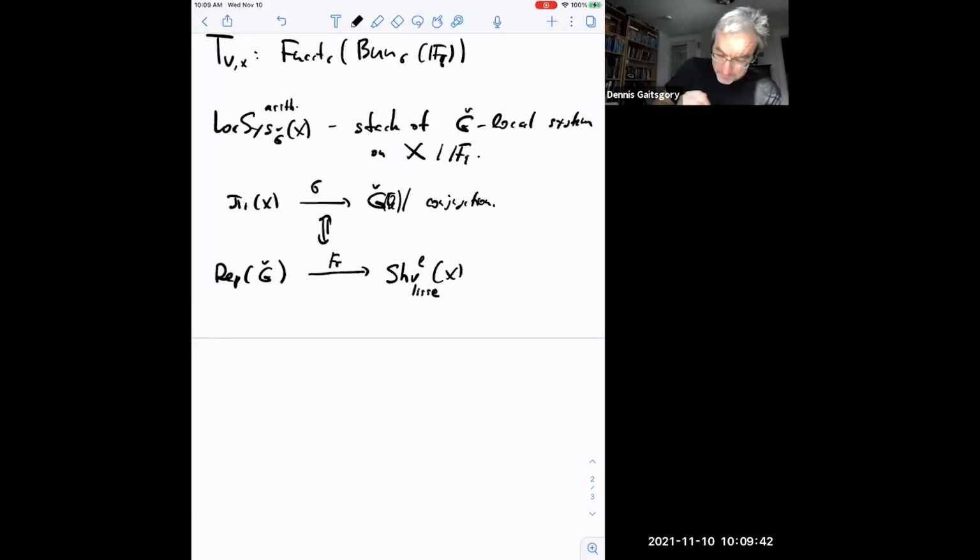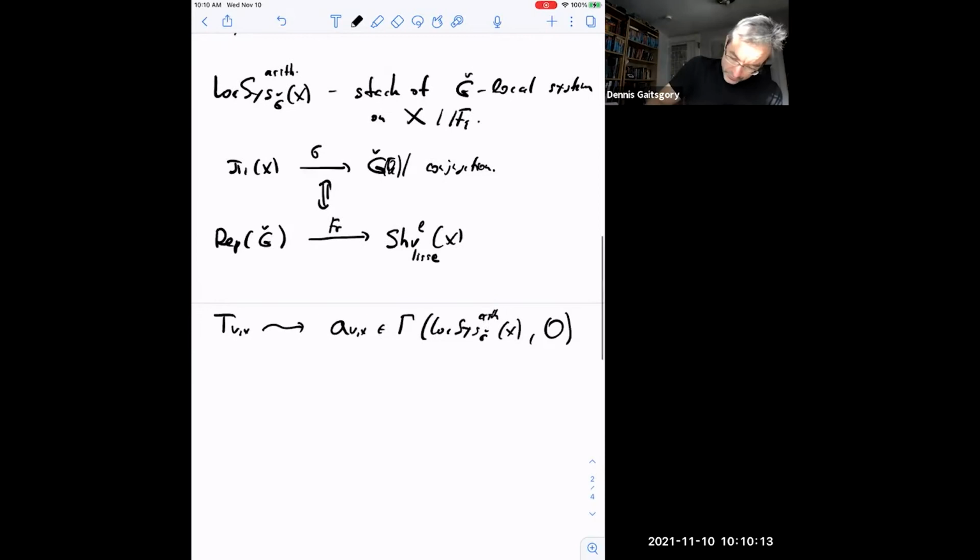I explained last time that by taking the trace of the Frobenius, T_V^x gives rise to a function, let me call it A_V^x. It's a section of the structure sheaf, and again, I'll explain the algebro-geometric structure later.